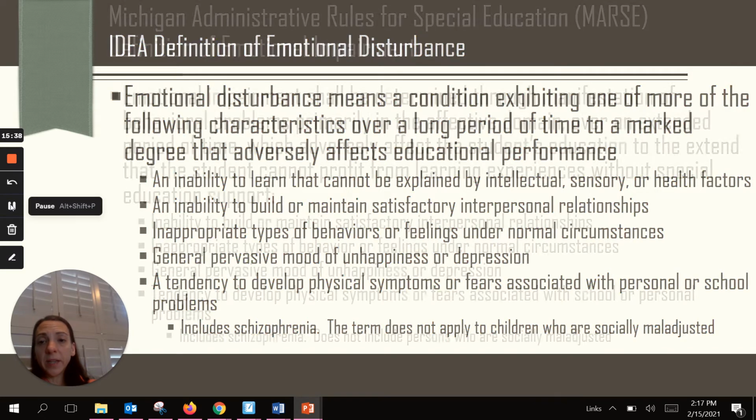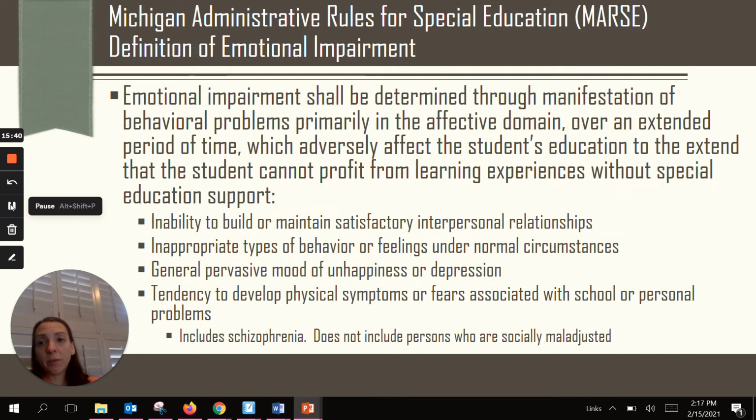More specifically, let's look at the Michigan rule. Emotional impairment, so notice there's a difference. We've now had 3 different types of labels for it. The book calls it disruptive behavior. The federal law calls it emotional disturbance. Michigan calls it emotional impairment.